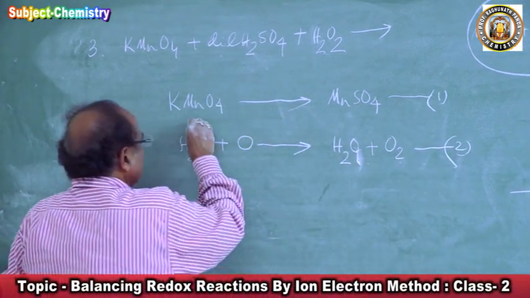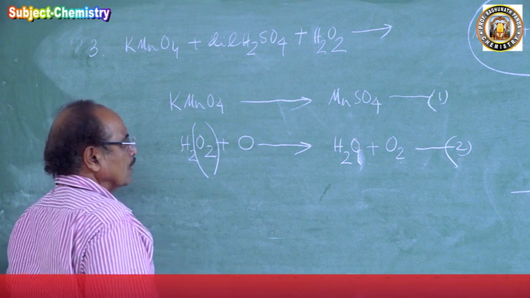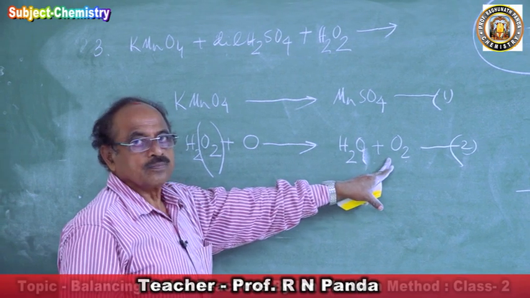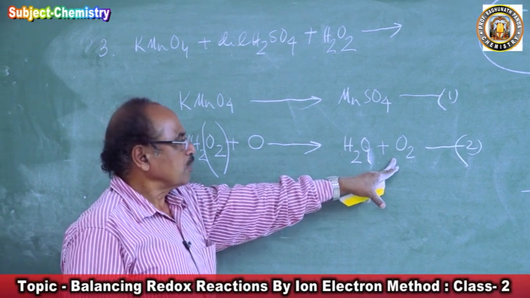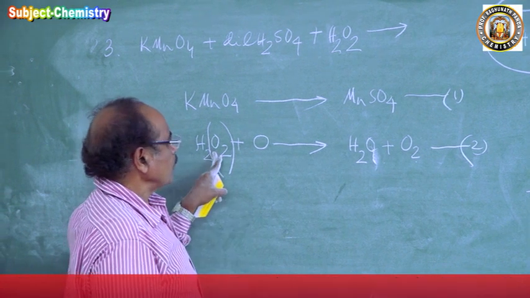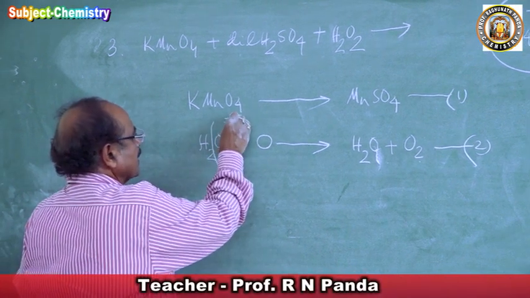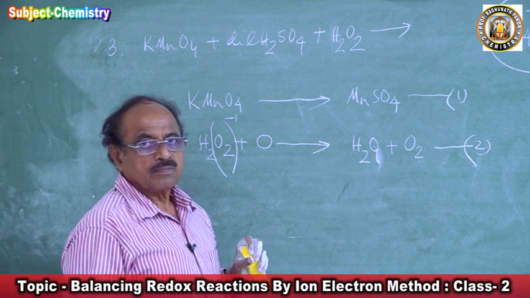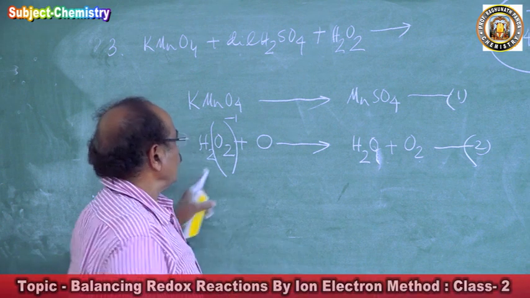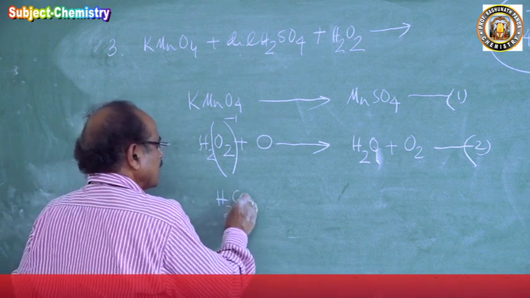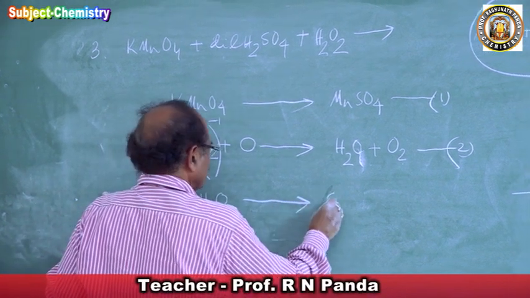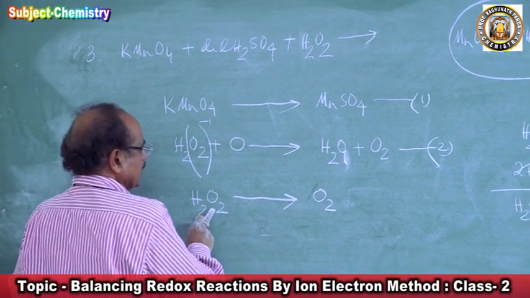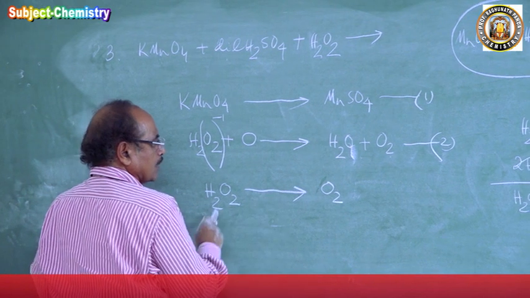So who is the ion here? Peroxide ion. Peroxide ion is forming what? O2, with oxidation number 0. In H2O2, the oxidation number of oxygen is minus 1, and it is forming O2, 0. So what is happening here? Hydrogen peroxide is forming O2. So we will balance the oxygen atoms; the oxygen atoms are balanced.